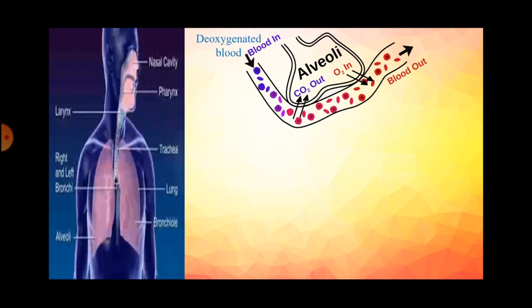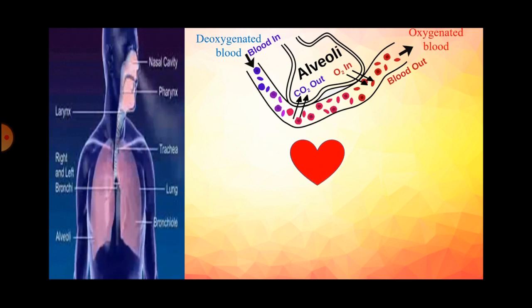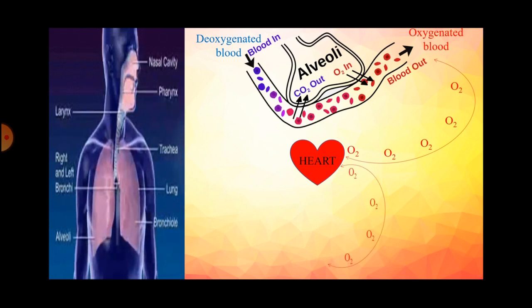So what is happening exactly? Deoxygenated blood and oxygenated blood. When there is deoxygenated blood, the blood enters the alveoli and oxygen is supplied to that particular blood. When the blood comes out from the alveoli and enters your heart, the oxygenated blood contains oxygen. From the heart, it passes on to various parts of the body where your body uses the oxygen present in the blood.